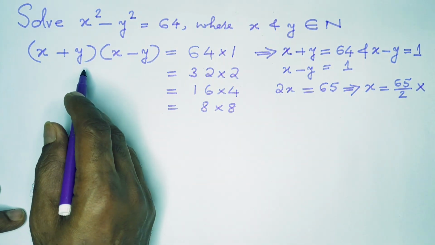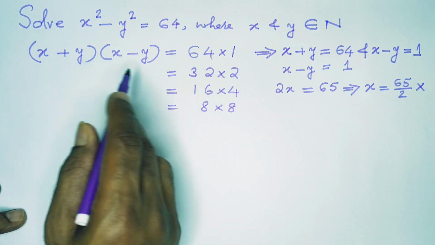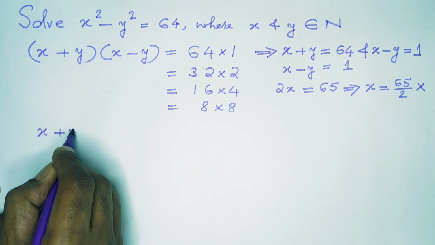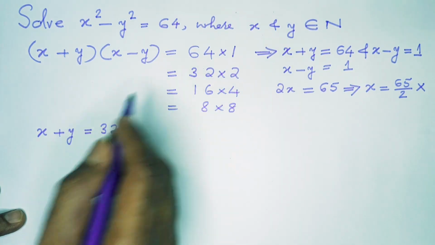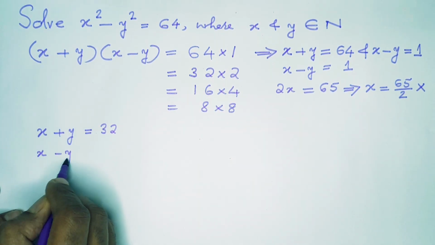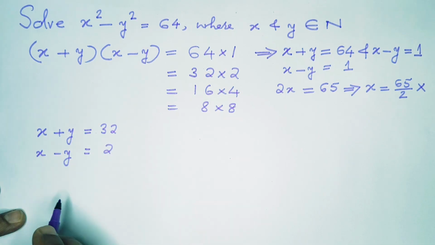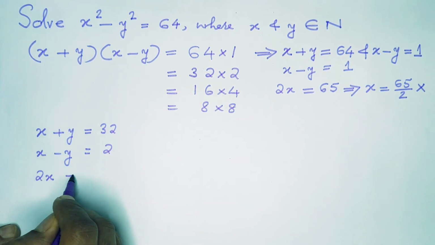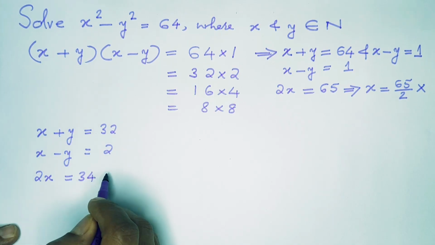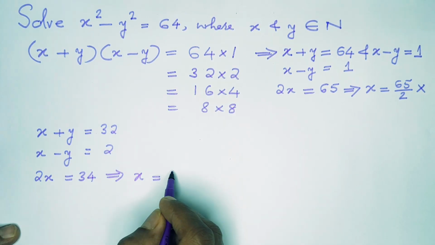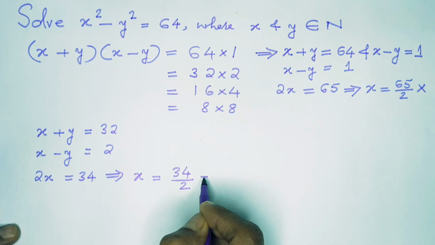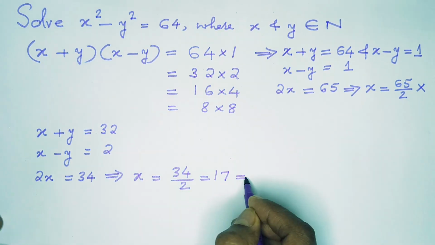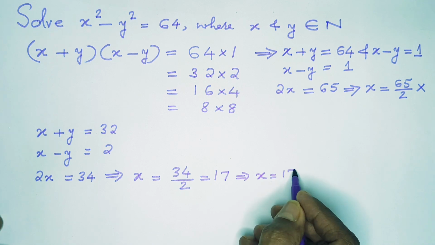Now let me equate (x plus y) multiplied by (x minus y) to the second splitting. Let me write it here. x plus y equal to 32. Below that, let me write the other equation, which is x minus y equal to 2. Now by adding these two, you have 2x, y cancel, and the right side is 34. That implies x is equal to 34 by 2, which is 17. And that's a natural number, meaning positive integer. So this implies x equal to 17.